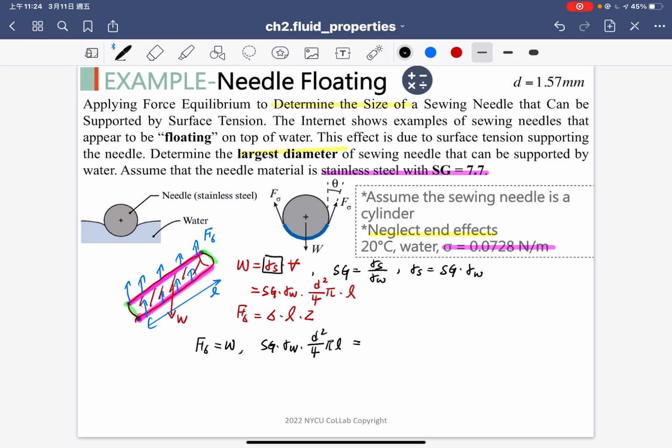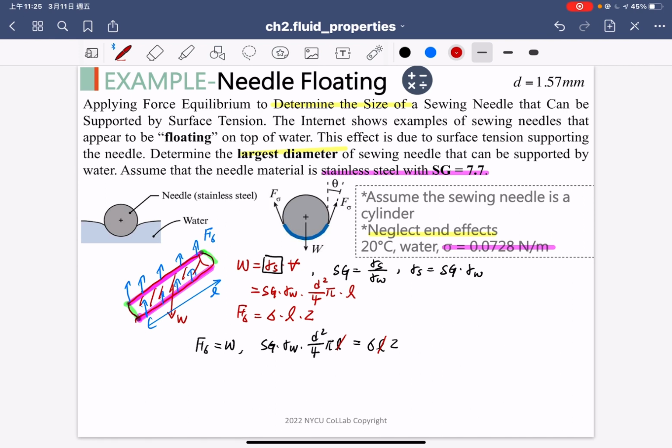Sorry, so the sigma L twice, and we look for some parameter we can cancel out again. So first we cancel out the L, right? So that means in this problem we don't need the L. No matter how long the needle is, because in the formula we cancel out the L.